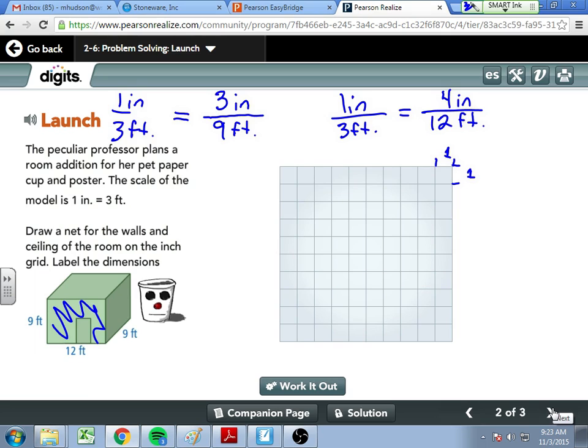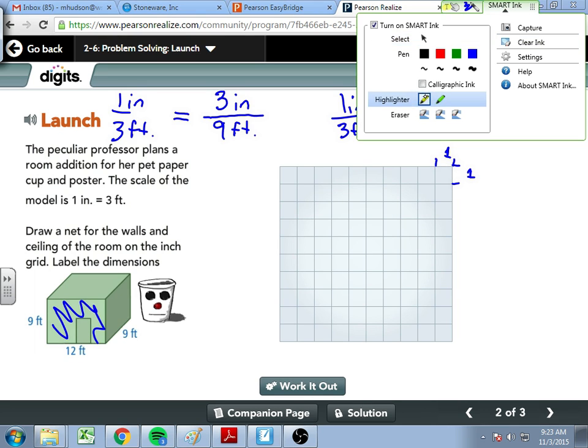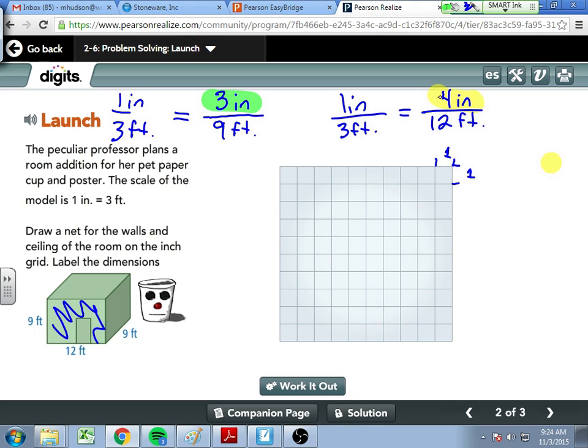So if that was 12 feet by 9 feet, it's now going to be, well, my 12 feet has turned into 4 inches. My 9 feet has turned into 3 inches. So this is going to need 4 inches across. 1, 2, 3, 4. So there's my front wall.